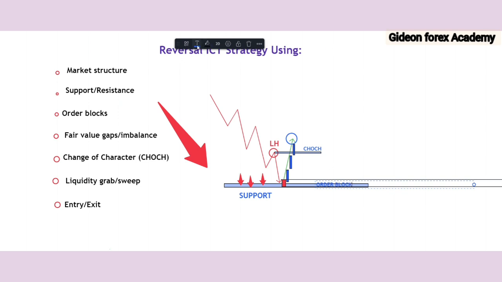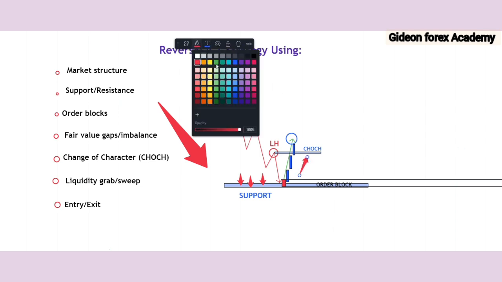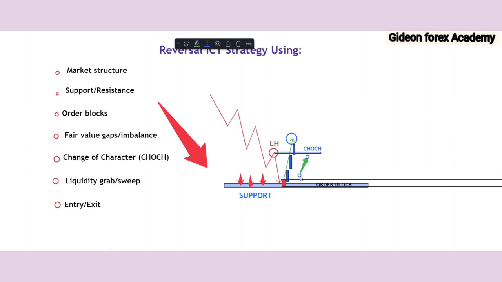This would be our order block between the high and the low price of this last red candle before the impulsive move. It's before this impulsive move, guys. All right, so remember that it's before this impulsive move to the upside that causes change of character. So that last red candle is our order block.